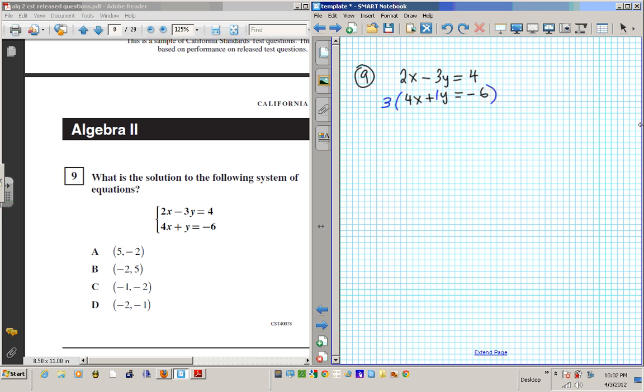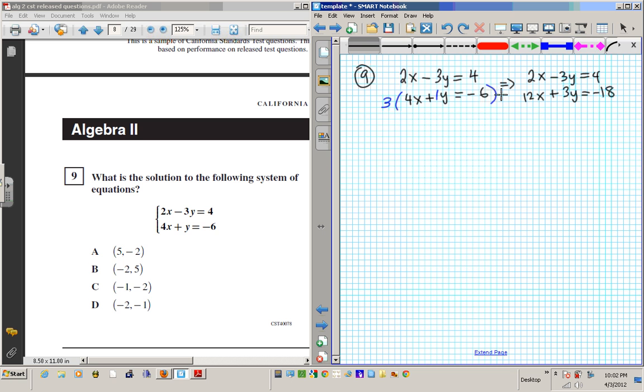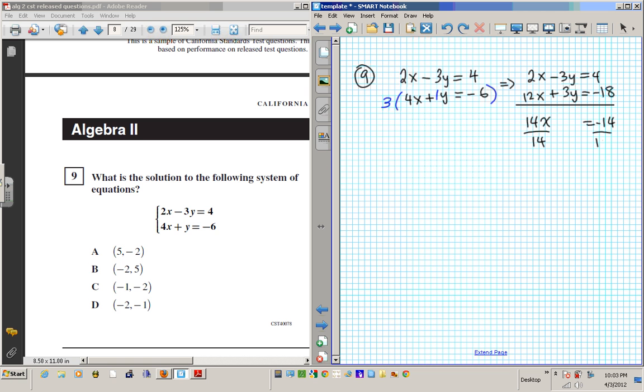That can get eliminated. So equation 1 stays the same. Equation 2 is 12x plus 3y equals -18. So you have opposites here. Now we're going to just combine it downwards. That's what linear combination or elimination is all about. So I'm going to end up with 14x equals -14. If I divide both sides by 14, I'll have x equals -1, and that's my final answer.